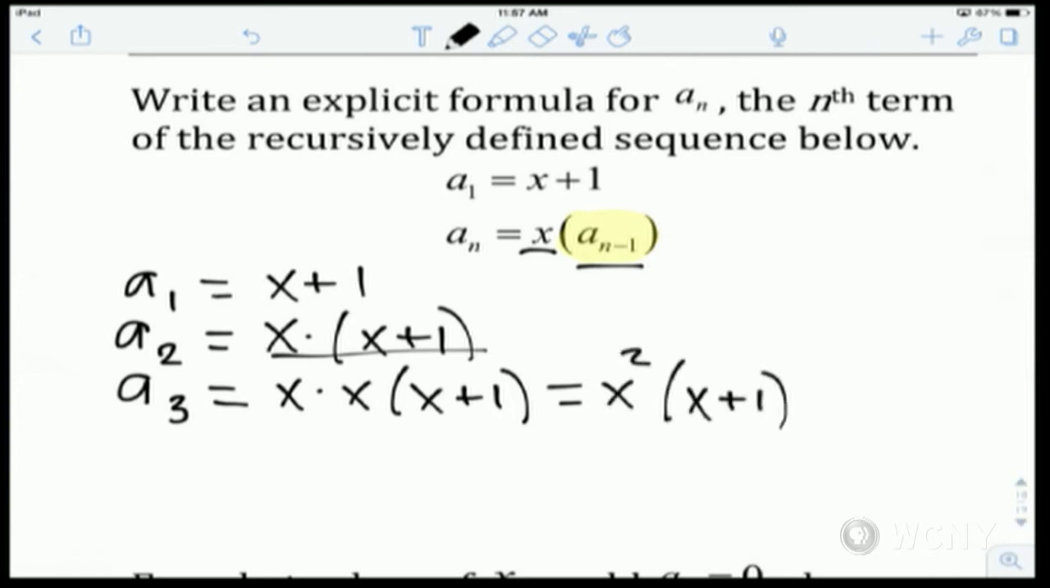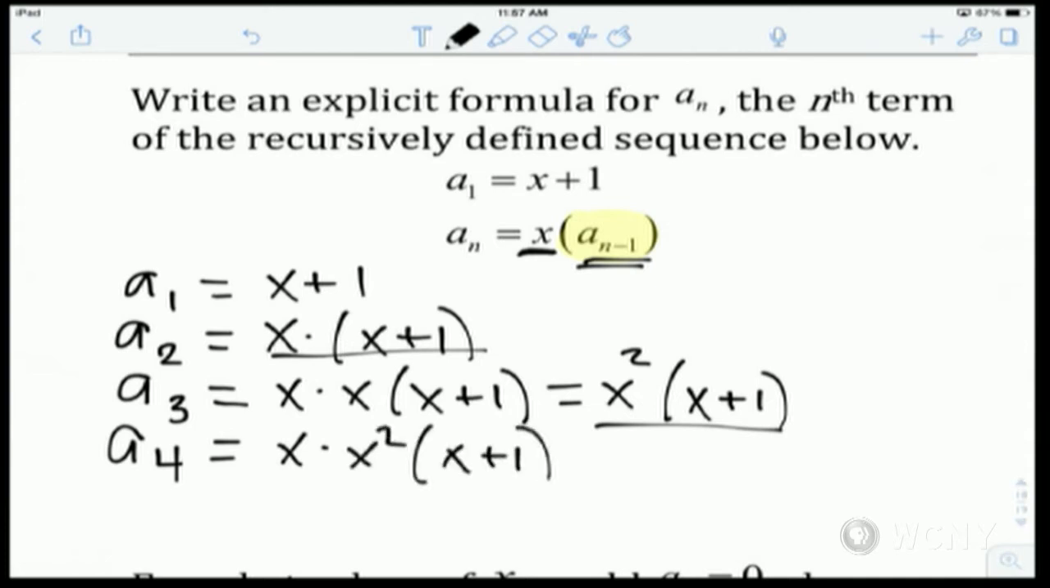Okay, I feel like I'm seeing a pattern, but I want one more, just to be sure. So the fourth term in this is x times the term before it. Well, here the term before it is x squared times x plus 1. Clean that up, and we get x cubed times x plus 1. Okay, so we need to find the pattern. Well, let's look at these results. Here I have x plus 1, and in fact, I have an x plus 1 in all of my answers. So that's nice.